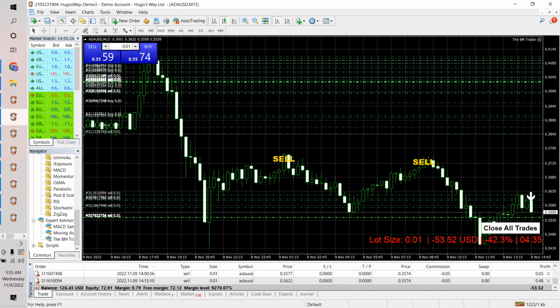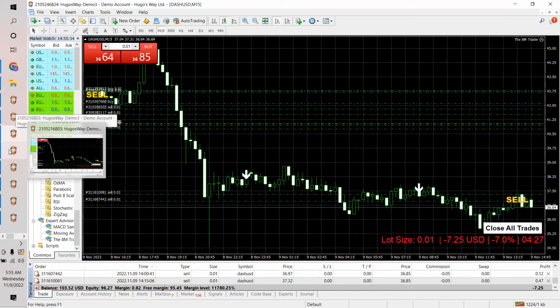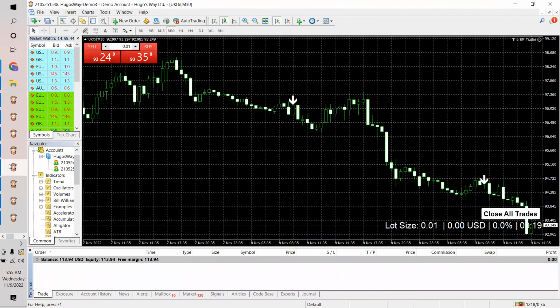We also have, again, Cardano that is moving. We also have a down arrow on that, so that could be another potential trade that we get into. Dash USD is moving along on its own at the moment. And then we have LTC USD. We've got two sell trades that are going on as well.